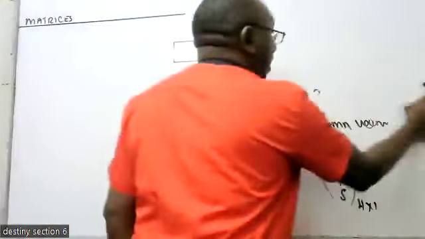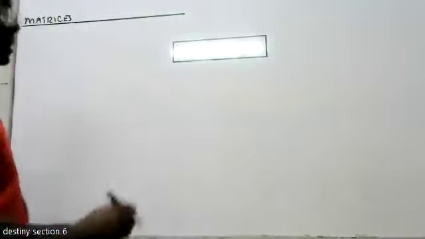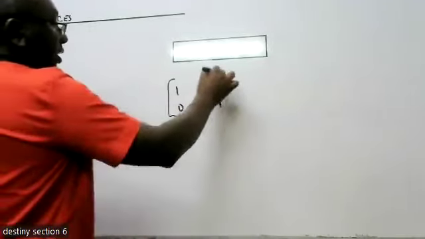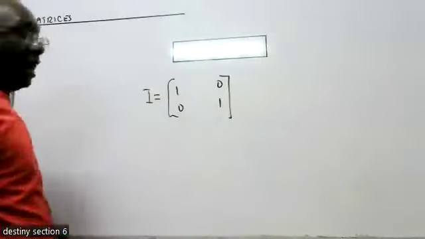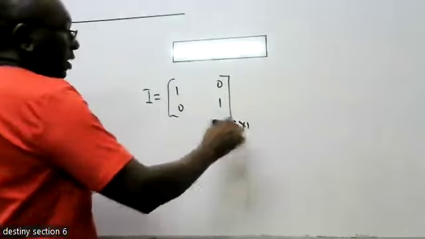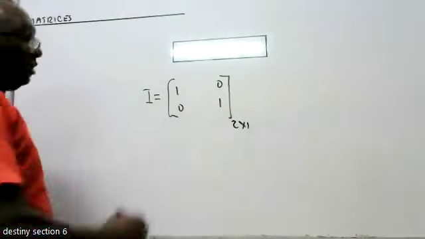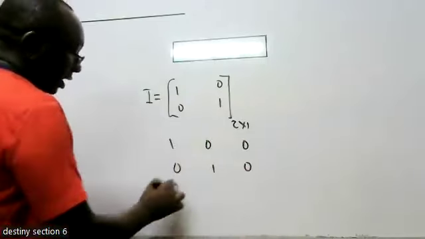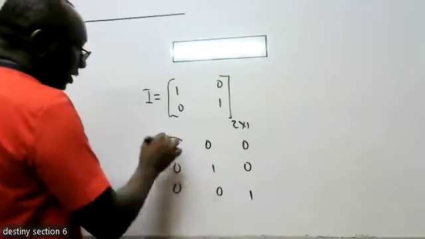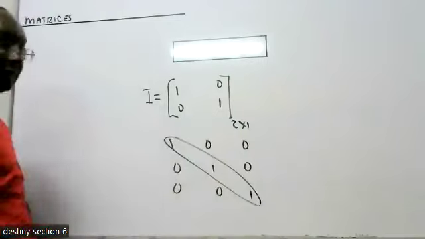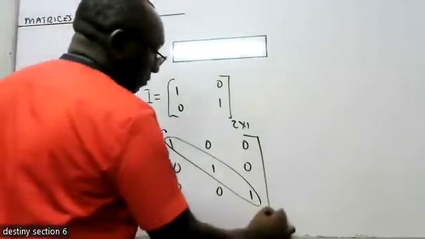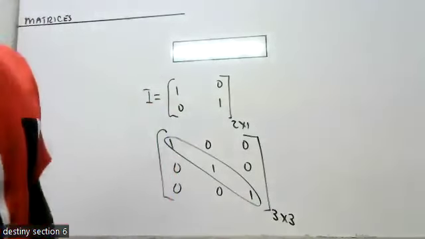It's called identity matrix. An identity matrix is a matrix whose major diagonal elements are 1s and the others are 0s. The identity matrix is denoted 1 or I. These are 2 by 2 matrices. The major diagonal elements are 1s. If it's a 3 by 3, it will be something like this. You can see the major diagonal values are 1s, and all the others are 0s. So this is a 3 by 3 matrix.